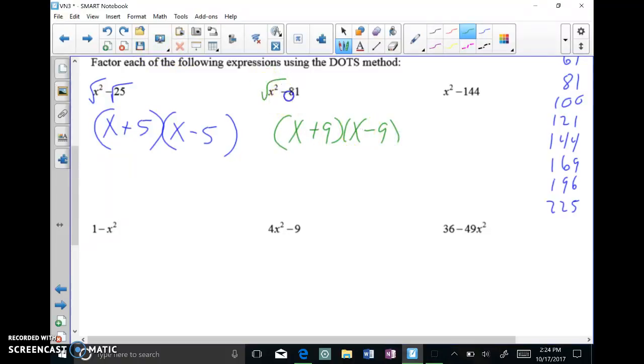Because the square root of x squared is x, square root of 81 is 9. 1 plus 1 minus. Now, it doesn't matter which one goes first. If you want to do x minus 9 first and x plus 9 second. I tend to always put plus first just because that's how I do it, but that's not necessarily right. Because remember, these are two things being multiplied. And multiplication follows the commutative property where the order doesn't matter. X squared minus 144. Well, the square root here.